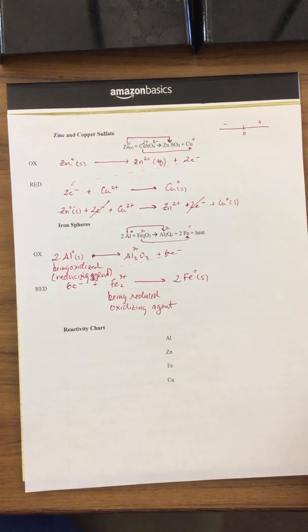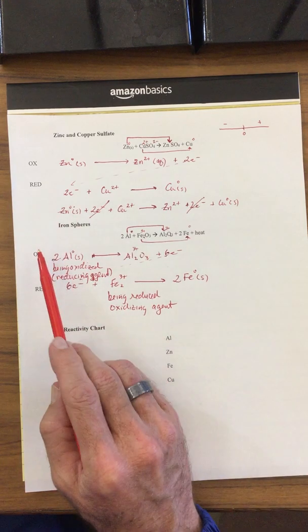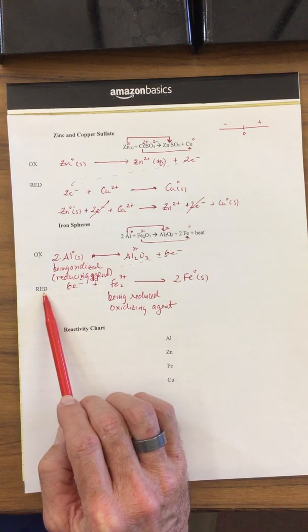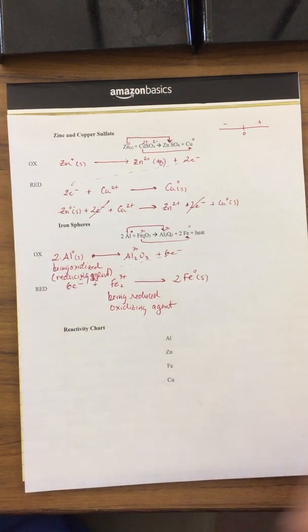So to recap and summarize these redox reactions, we have something that's being thrown, which is the electron. If you're throwing it, you're being oxidized. If you're catching it, you're being reduced. Now, not all reactions can be spontaneous, as we had learned previously. And we have to take a look at what's called the activity chart.